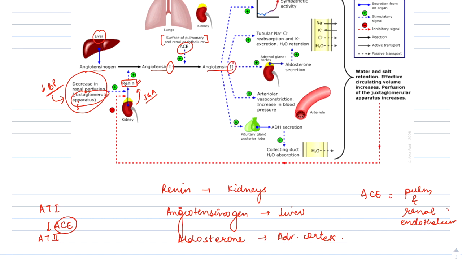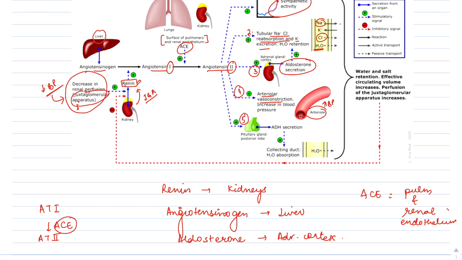This angiotensin 2 has various mechanisms that will in turn cause water and salt retention. First of all, it will increase the sympathetic activity. Secondly, it will cause the tubular sodium chloride reabsorption and potassium excretion. This in turn will, as sodium is reabsorbed along with the chloride, cause the passive diffusion of the water also. Third, it will activate the adrenal cortex to secrete aldosterone. Fourth, it will cause the arteriolar vasoconstriction itself, thus causing an increase in the BP.